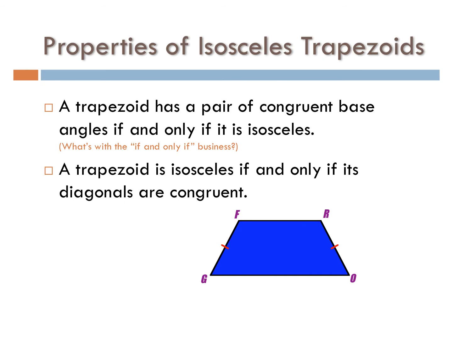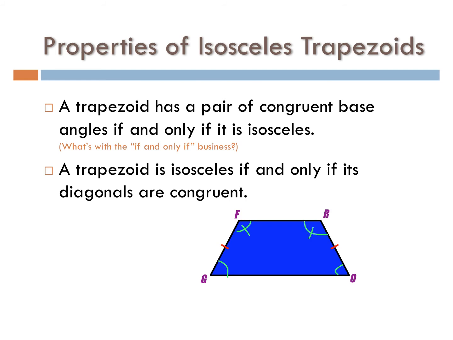So here it would say a trapezoid is isosceles if and only if it has a pair of congruent base angles. And then the second property is a trapezoid is isosceles if and only if its diagonals are congruent. So in this picture, the base angles are congruent, meaning G would be congruent to O, because that's a set of base angles. They're connected to the same base. And then F would be congruent to R.